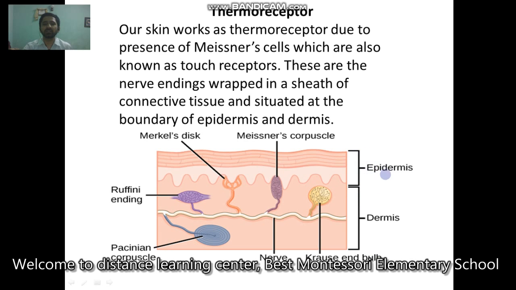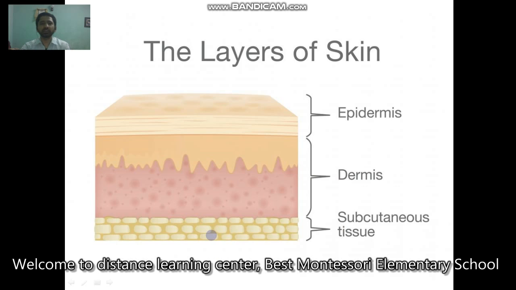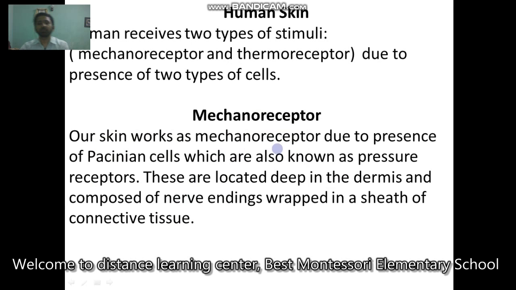The first layer of skin is the epidermis. Between the epidermis and the dermis there are Meissner corpuscles. These Meissner corpuscles, or Meissner cells, are responsible for touch reception. And in the lower part of the dermis there are Pacinian cells. These Pacinian cells are responsible for the detection of pressure.